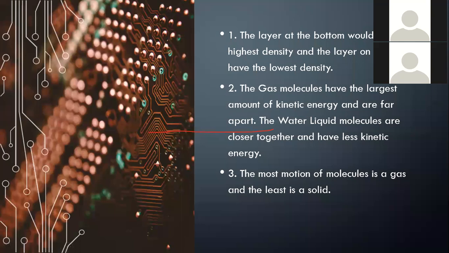Okay. So number 1 on your review sheet, it asks you if you had to pour all these layers into a cylinder, how would you know which one had the highest density and which one had the lowest density, right? So the highest density would be at the very bottom. And then the lowest density, the one with the lowest, would be on top. Okay. So the layer at the bottom would have the highest, and the layer at the top would have the lowest density.